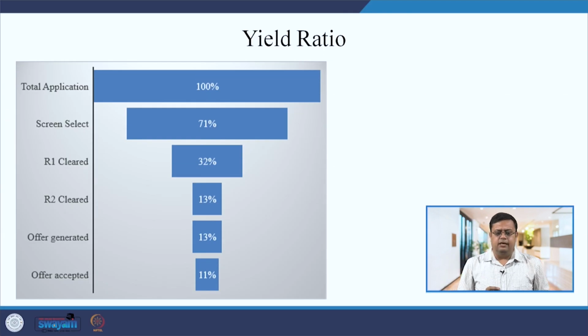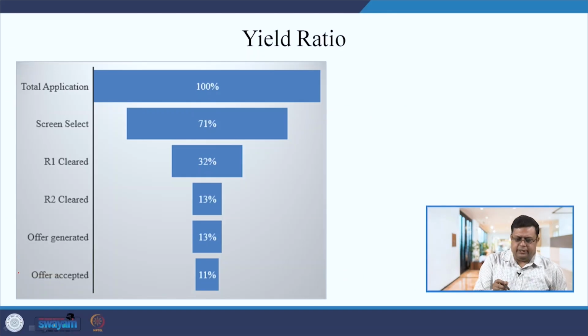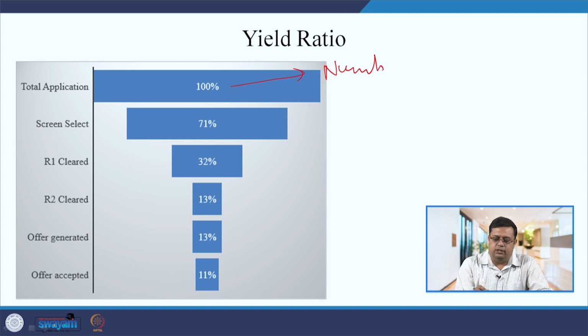This is the yield ratio that you must have seen. If you remember, when I was taking the session on recruitment and selection analytics, I had asked you to prepare this graph. That is how you can present it. Here you can see total application. The number of total applications is not mentioned here, only the percentage. If you want, you can add the number also along with the percentage.